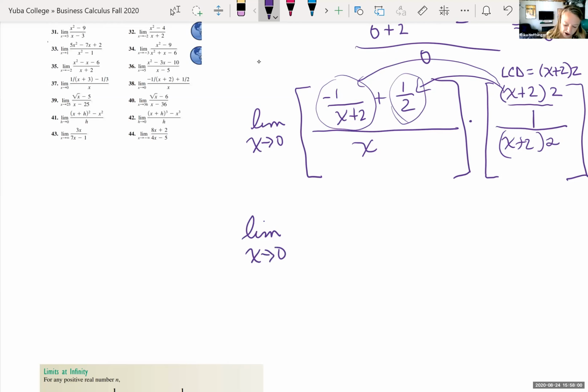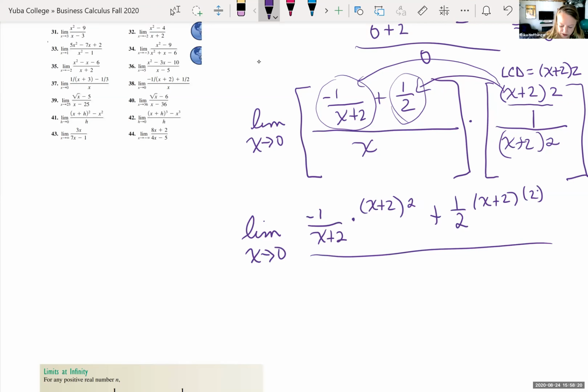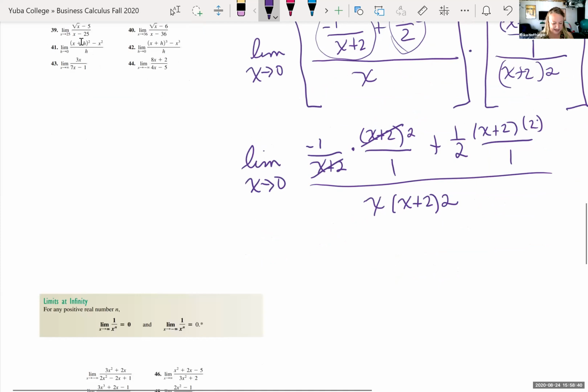And so I have -1 all over x plus 2 times my LCD x plus 2 times 2, plus this 1/2 all times my LCD x plus 2 times 2, all over my denominator, which was x times my LCD x plus 2 times 2. So we did this so things would go away. Those x plus 2's cancel, and all you're left with is that -1.